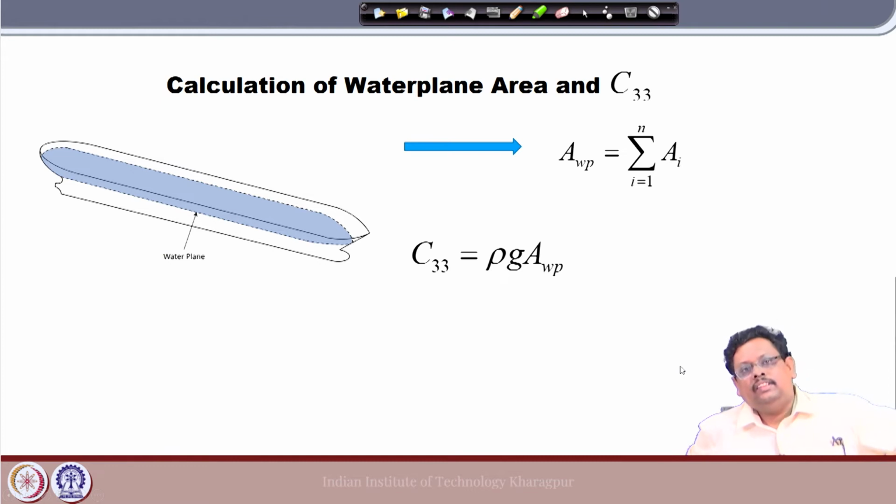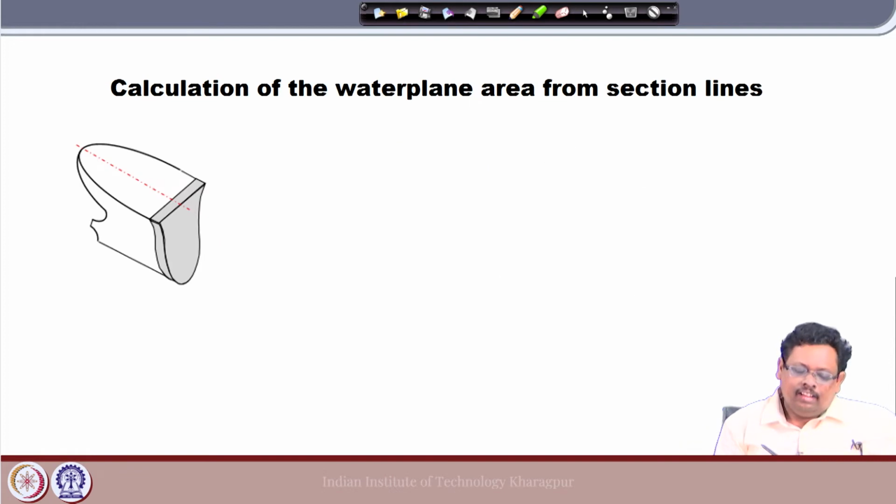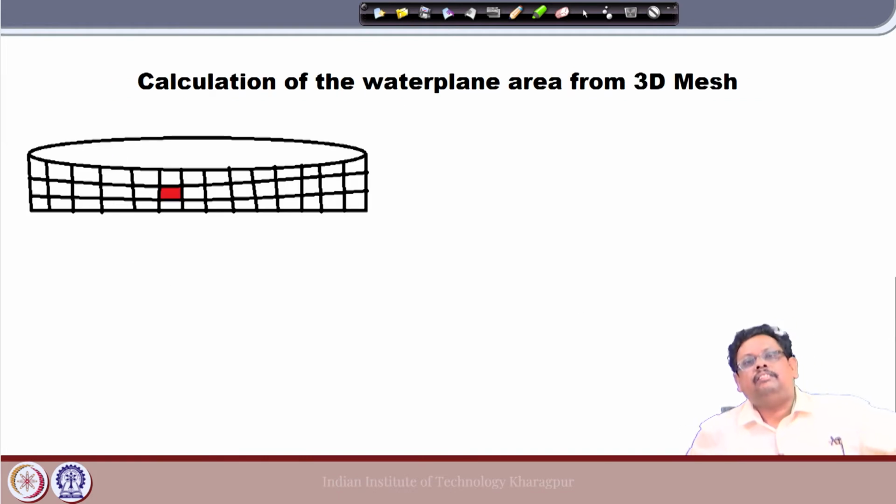Once we get the water plane area, the restoring coefficient is easy: C33 is nothing but rho g into the water plane area. That is what we had discussed. So let us go to the next.